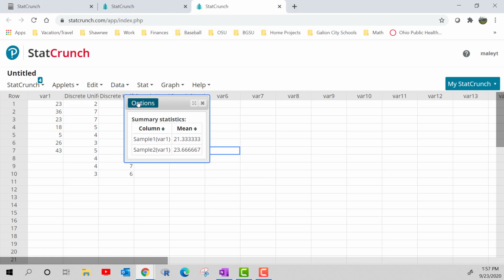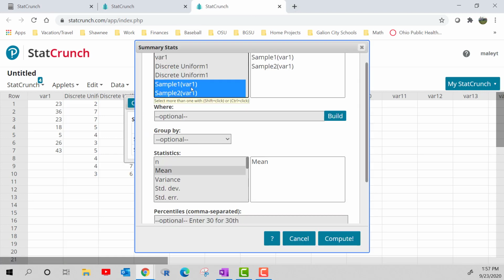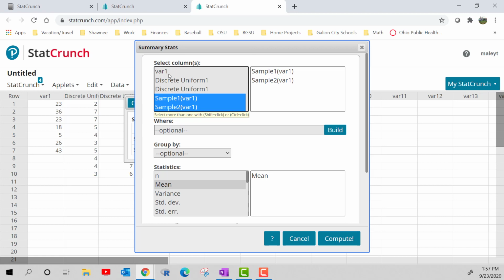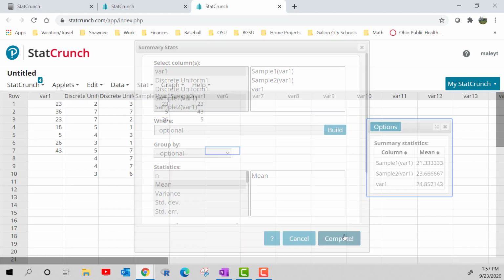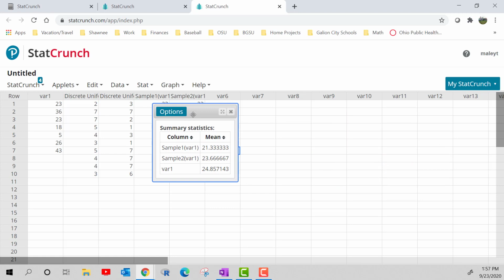If I wanted to, I could add in variable 1. So I'm going to hold down Control and add in variable 1 into here. And so this is just like a nice summary table for the means. We have the 2 sample means here listed in order, and then the very last one would be the population mean, right? So notice they're not all equal to the population mean, right? That's why we need to use a different symbol for that.